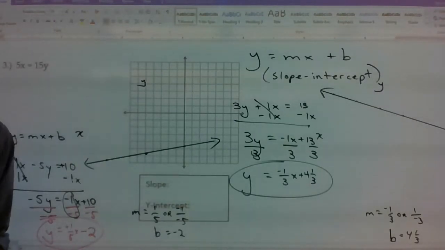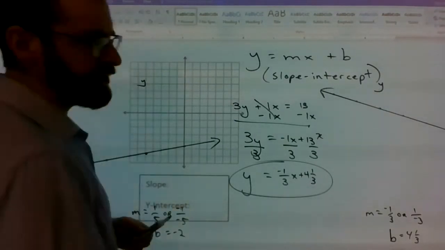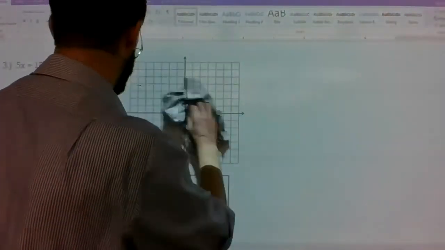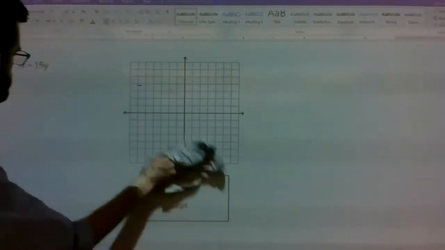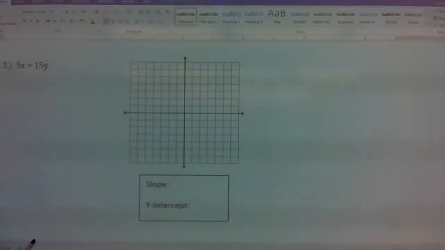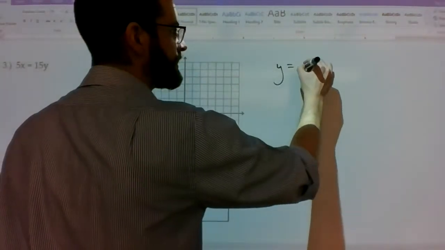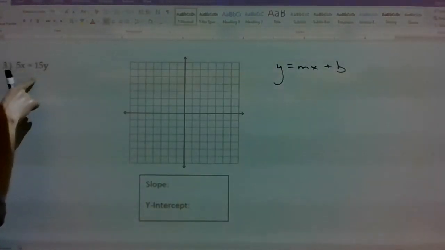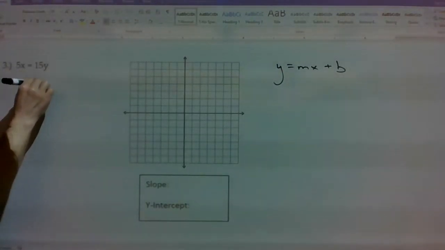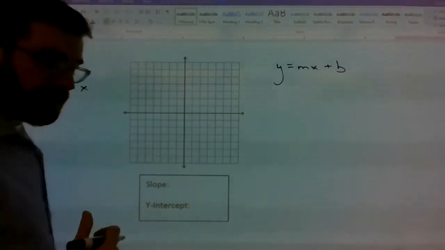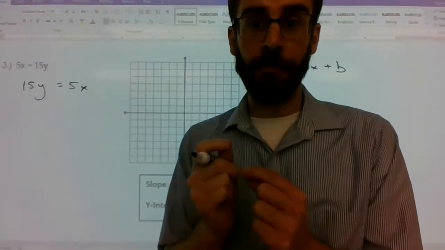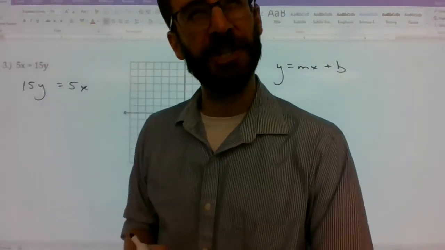All right, so one more example. Why don't you guys pause the video and see if you can try it on your own? All right, let's see if you did it correctly. First things first, I need it to look like y equals mx plus b. So I'm going to actually rewrite this as 15y equals 5x. The property that allows me to just flip-flop the left and the right-hand sides is the symmetric property. I talked about that, I think, all the way back in chapter 2.